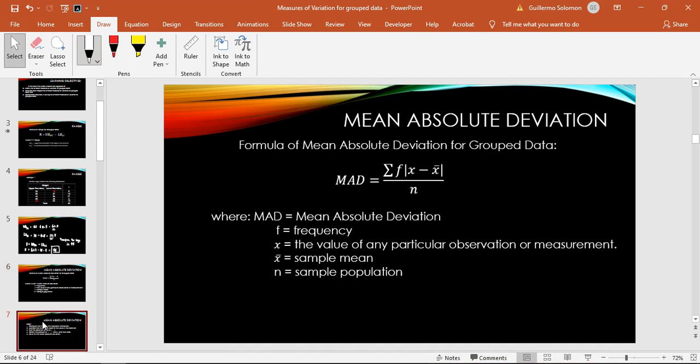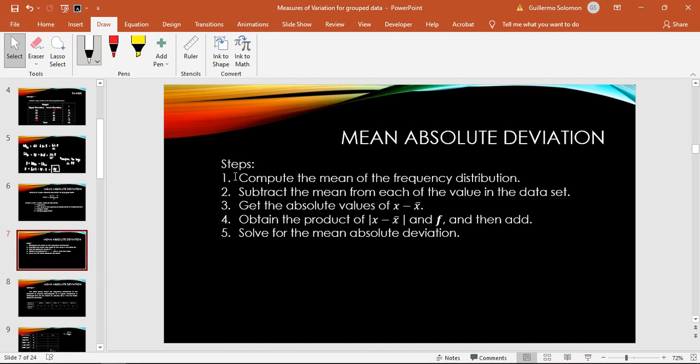follow these steps. Okay? First step, so similar lang din siya kay ungrouped data, pero syempre, group data naman yung ititreat nating data. Okay? So, compute the mean of the frequency distribution. Ngayon, frequency, siyempre, for group data, naka-frequency distribution yung mga data natin. Okay? So, number 2, subtract the mean from each of the values in the data set.